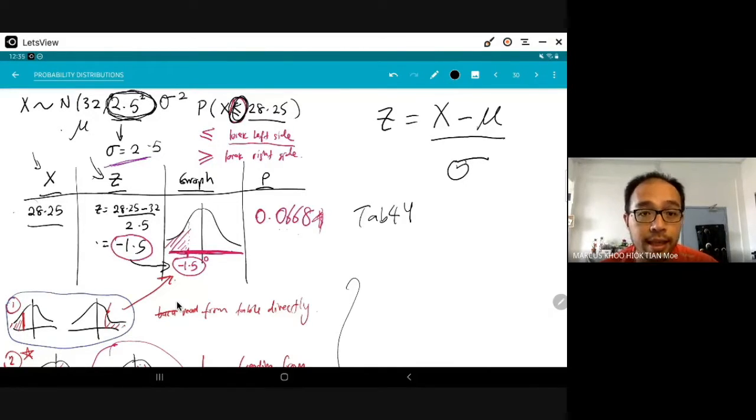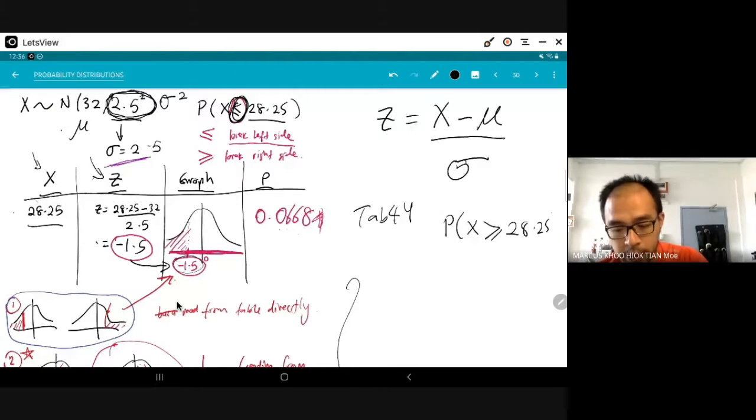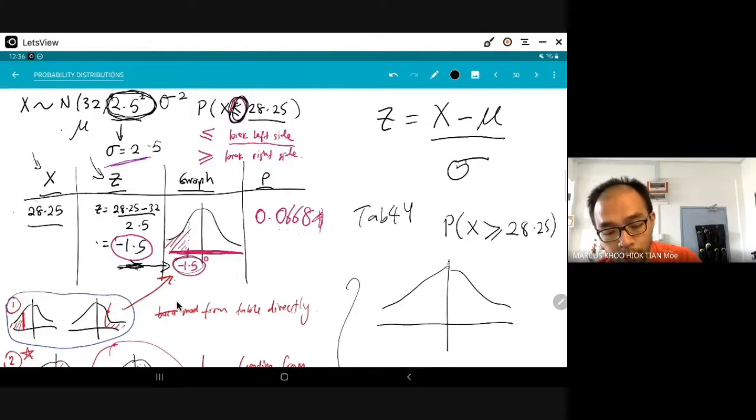If the question is asking for less, then you shade the left side all the way. If the question is asking for more, then you shade the right side all the way. It doesn't matter whether the z value is on the left side or on the right side. Let's say I change this question now. I have P(X) is more than 28.25. When you convert to a z-score, you get negative 1.5. Then your graph will be like this. The negative 1.5 still stays on the left side.